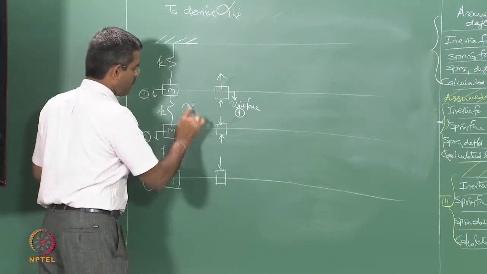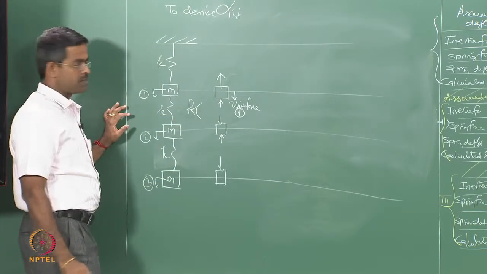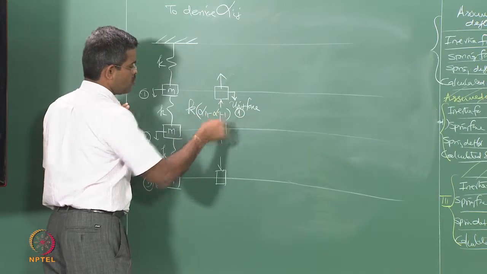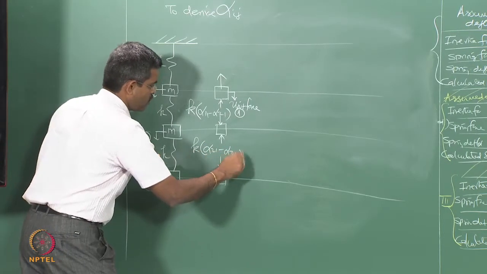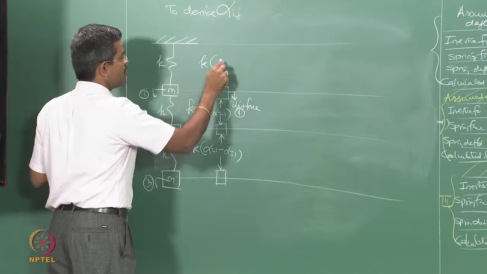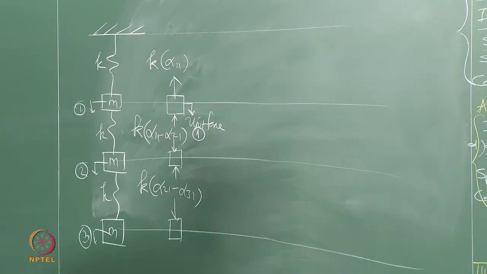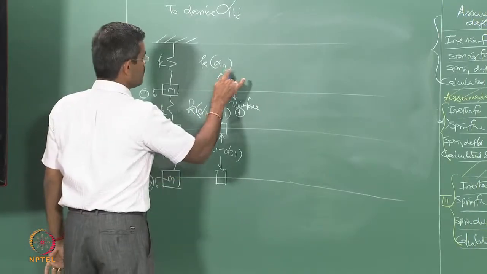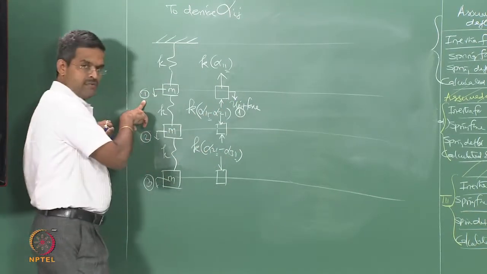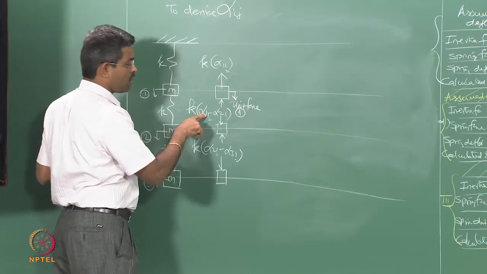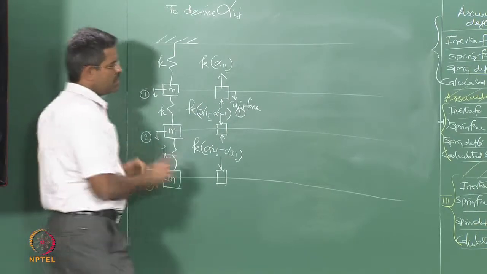So, this value will be the stiffness of the spring multiplied by the displacement, which is k times (alpha 11 minus alpha 21). This is going to be the stiffness of this spring times (alpha 21 minus alpha 31). This is going to be the stiffness of the spring times alpha 31. So, the second subscript here will all be unity, indicating that we are giving unit force at the first degree of freedom. The first subscript here will all refer to the respective degrees of freedom where we are measuring the displacement.